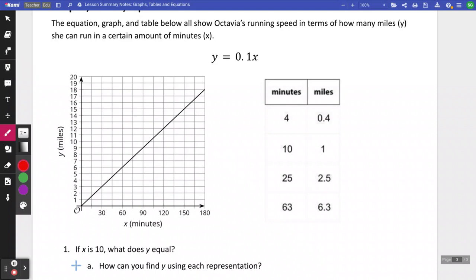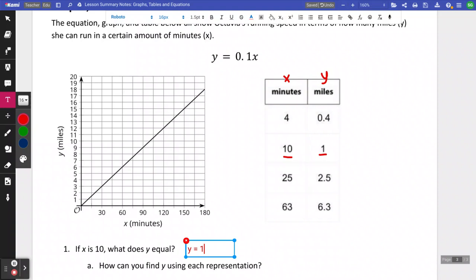For me personally, if I'm trying to figure out what y equals, I notice right away my table actually has x equals 10 in it. Remember, minutes is our x, and miles is our y. Not everything's going to be listed in my table because there's limited space, but I do know that x equals 10 is listed, which means right here I'm given what y is. I've got y equals the number 1. I'm going to go ahead and write that down for us.